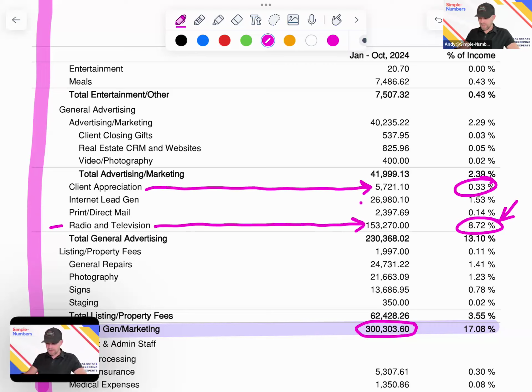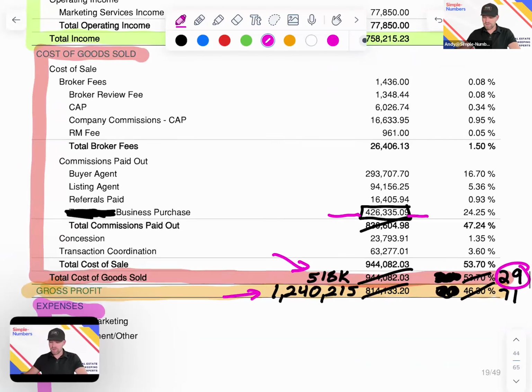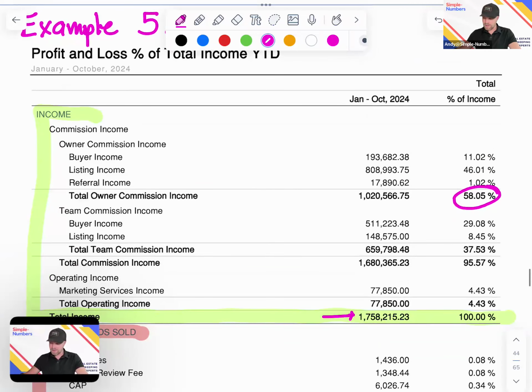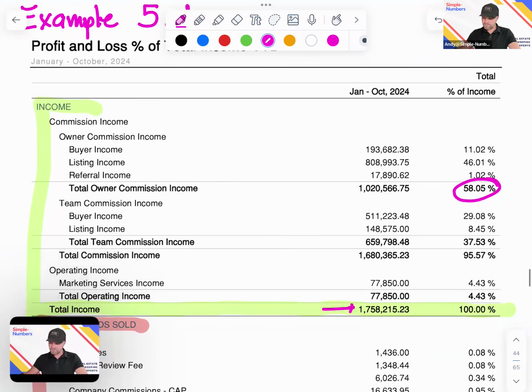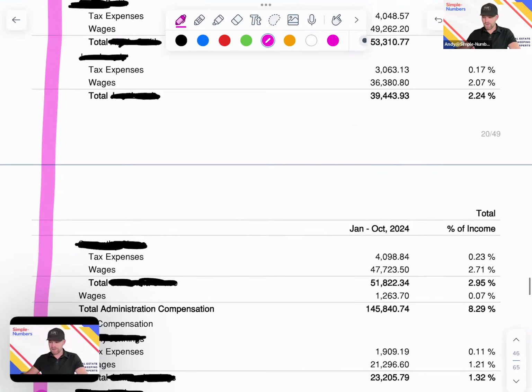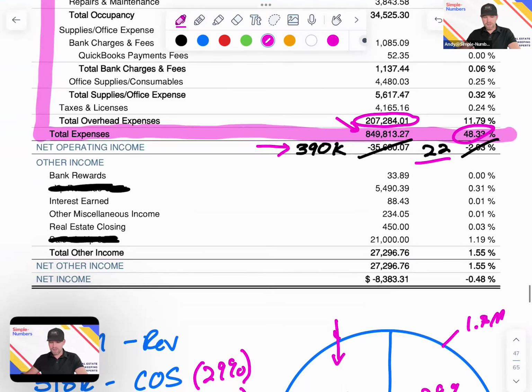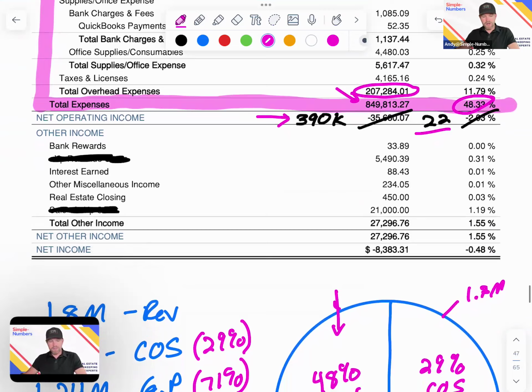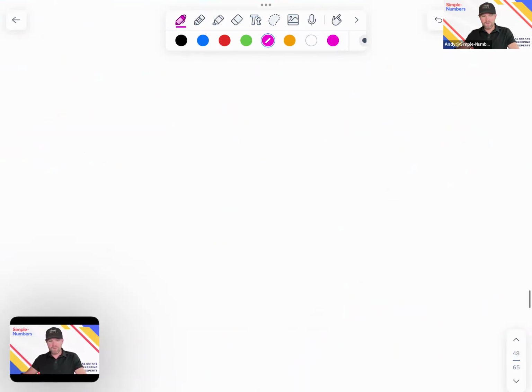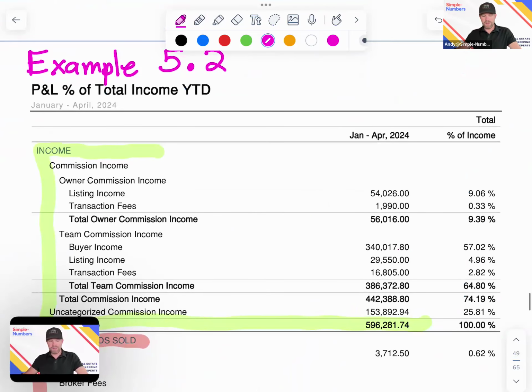And they're not spending a ton on internet lead gen. So it's not going other places or print marketing. It's almost all going to radio and television. And so we need to really look at how that's converting into sales, especially if radio and television is mostly to generate listing opportunities. The majority of their deals are still on the buy side of the business when I look at that. So we got to be careful of that.